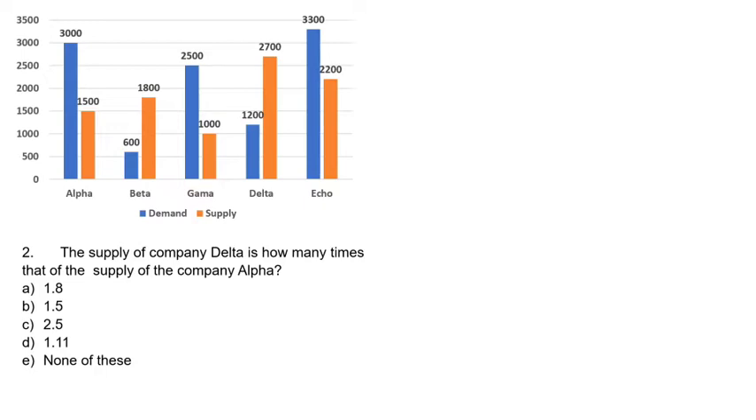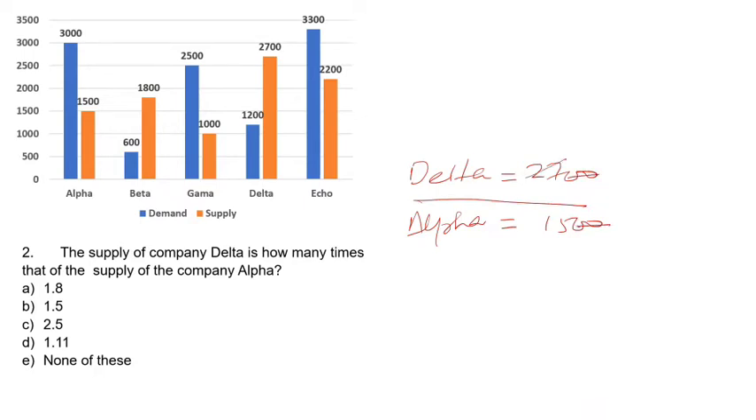Here what is asked? Supply of company delta. So here you have for company delta, the supply is how much? 2700. And that is how many times the supply of company alpha. Company alpha, the supply is how much? 1500. So this is how many times? So you can just cancel the zeros. You can cut it with 3. How many times? 9 times. Here 3, 5 times. So you got 9 by 5.